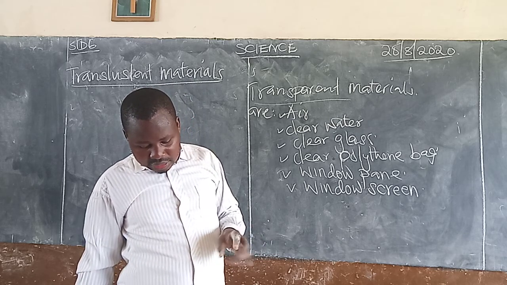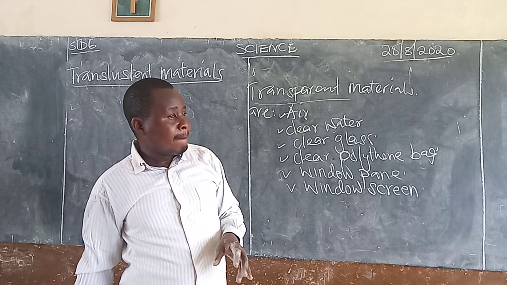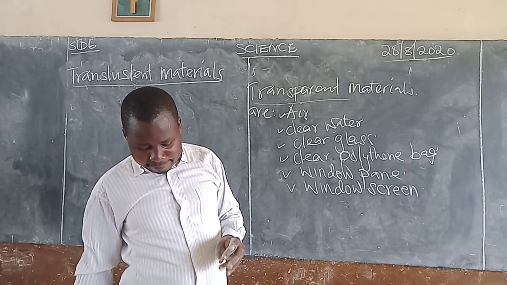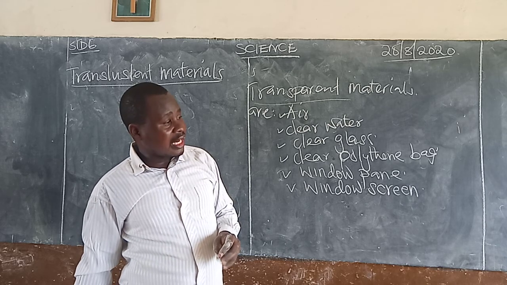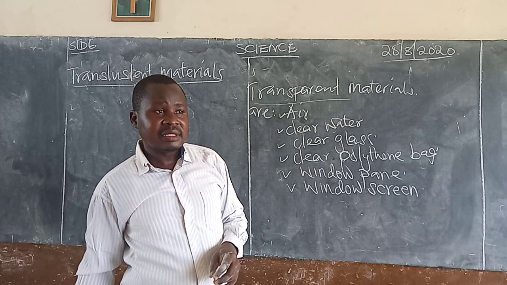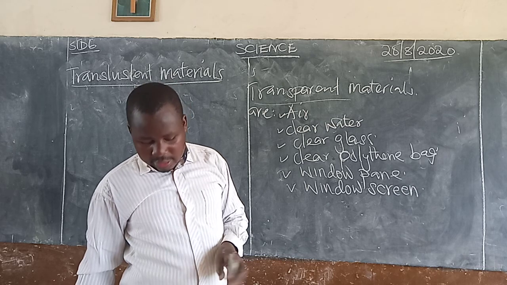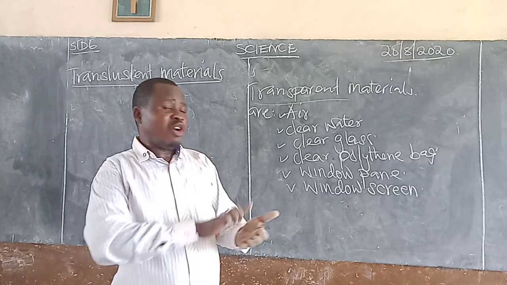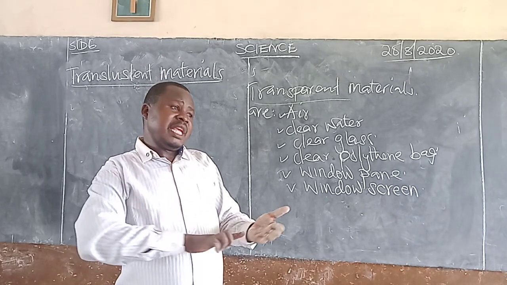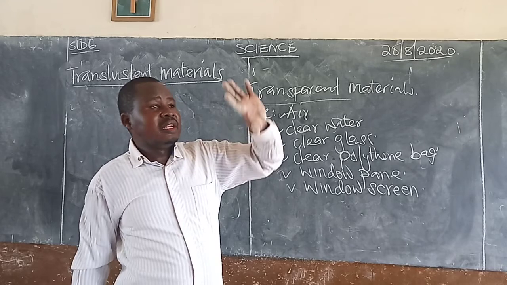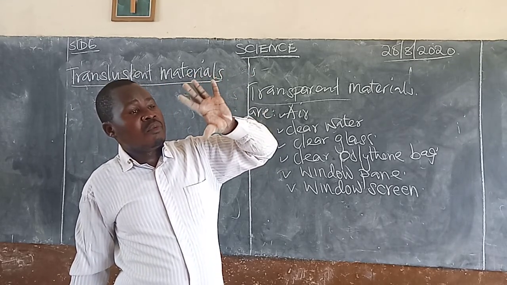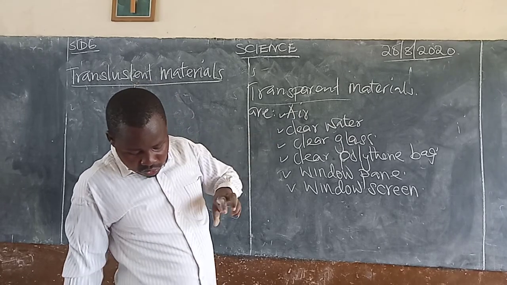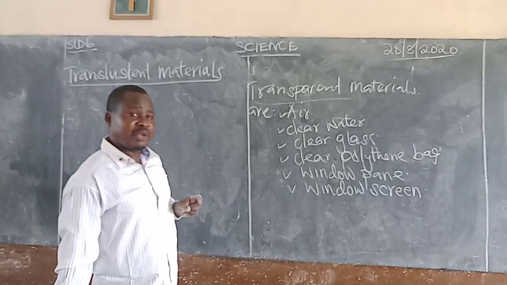Examples of this, we have the frosted glass. Look at the frosted glass. Then we have the oil paper. Just take a paper, smear oil on it. After you smear oil on the paper, try to put it where there is too much light. You'll find that there is a little bit of light. Then we have also the tracing paper. I don't know whether you have seen the tracing paper.